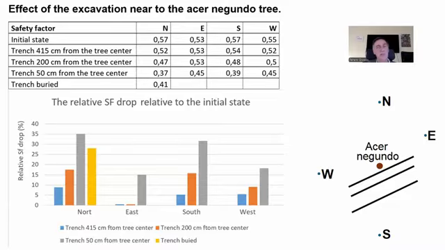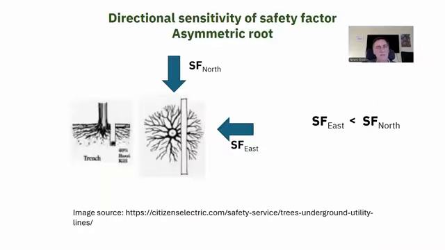South direction, the second almost perpendicular direction to the trench line, is indicating again a relatively high drop, but a little bit less than the north direction, and west is in between these two. Okay, so the conclusion is whenever we have a root cut perpendicular to the trench line, the safety factor is always lower than parallel with it.